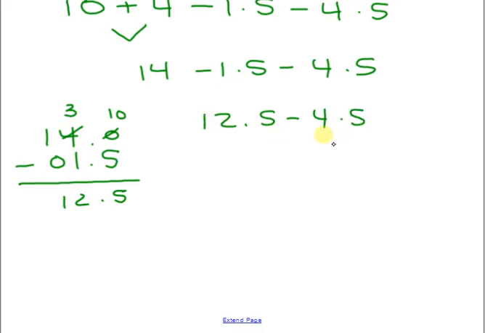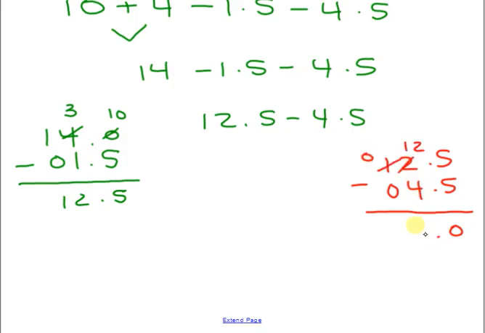Alright, and then we have one more subtraction. 12.5 minus 4.5. Make sure you add your 0 as a placeholder here. 5 minus 5 is 0. Can't do 2 minus 4, so we need to borrow. 12 minus 4 is 8. So you can answer as 8.0, or you can just write 8 is also acceptable.